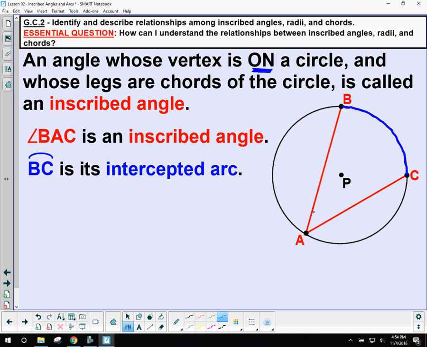BAC is going to be an inscribed angle. BC will be the intercepted arc. This is the vertex, and it's on the circle. We're going to be seeing some key words here and you're going to need to catch on to what's going on.